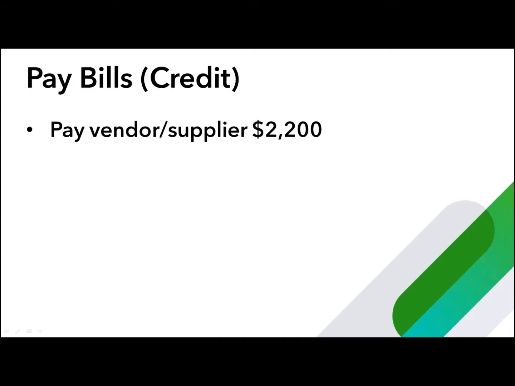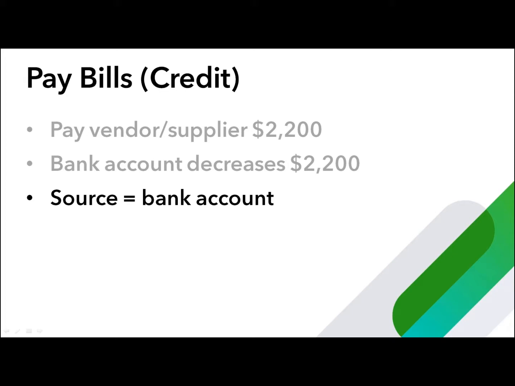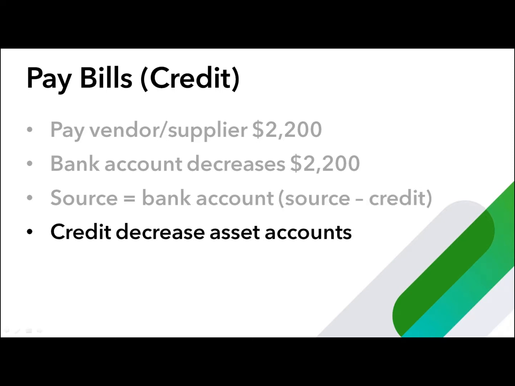Let's look at this transaction from the other side, the right side. You used a check to pay the vendor or supplier. So your bank account decreases by $2,200. The source is your bank account. Apply the general guideline. Sources are usually credits. That makes sense because credits decrease asset accounts.